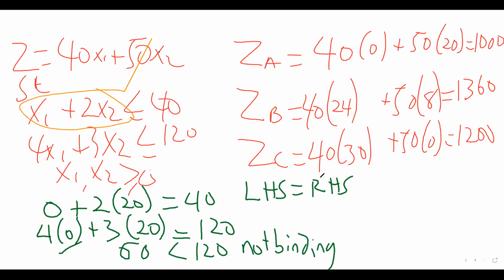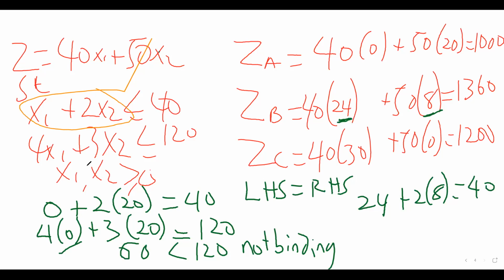But let's do the same thing to point B. Point B, you have the coordinates to be 24, and the other one to be 8. Let's put the 24 into the labor constraint. So the labor constraint will be 24 plus 2x2, and that's 8. 24 plus 2 times 8. 2 times 8 is 16. 16 plus 24 is actually 40. So that's binding.